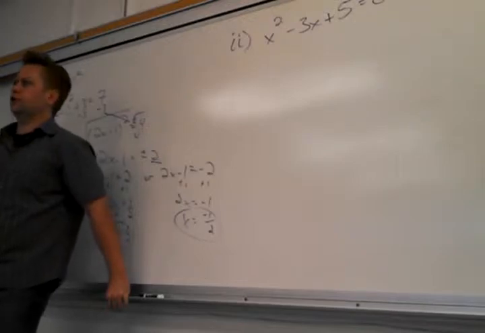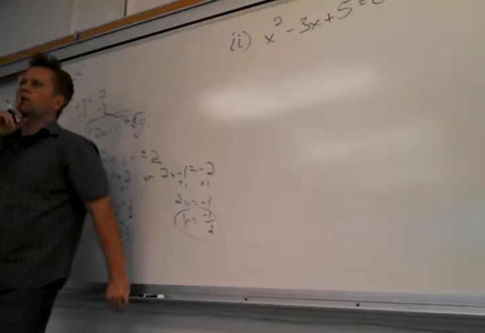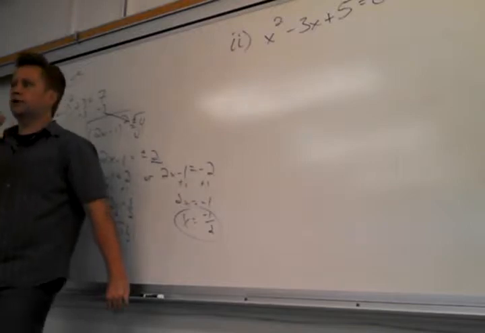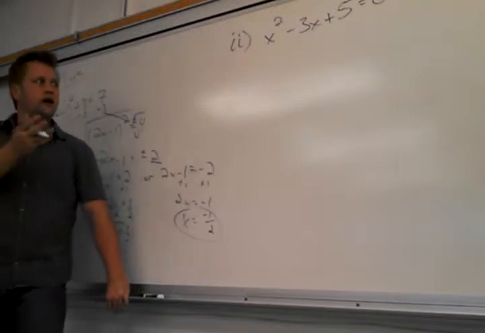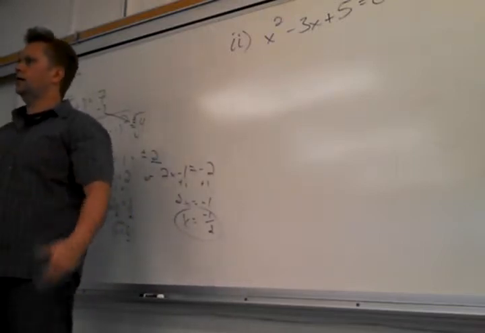What would you try first? What do you think? Well, no. See if it factors, right? That's what I try first. And this one does not do that, right? There's no factors of 5 that make 3. 5 is only 5 and 1. I can't make 3 out of that.